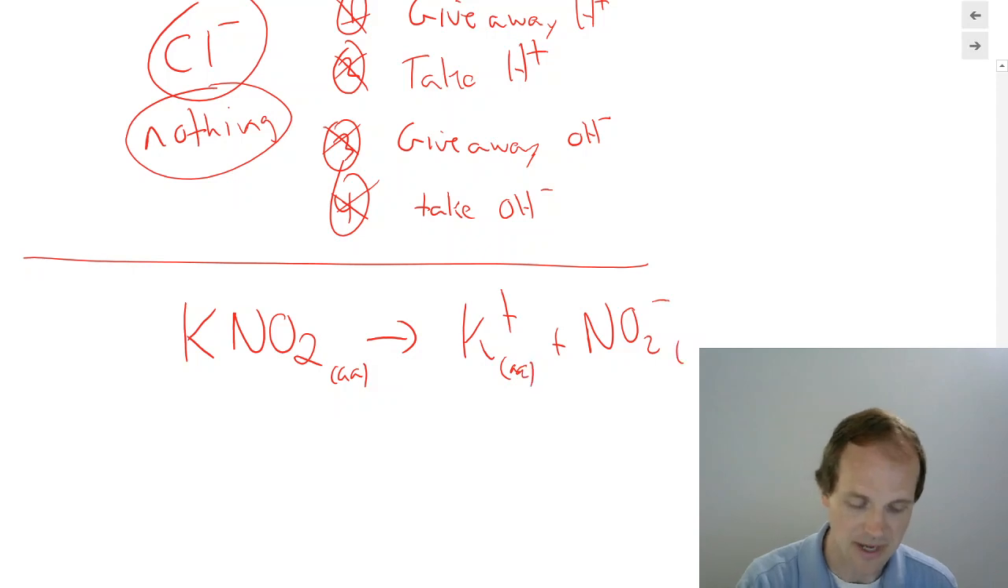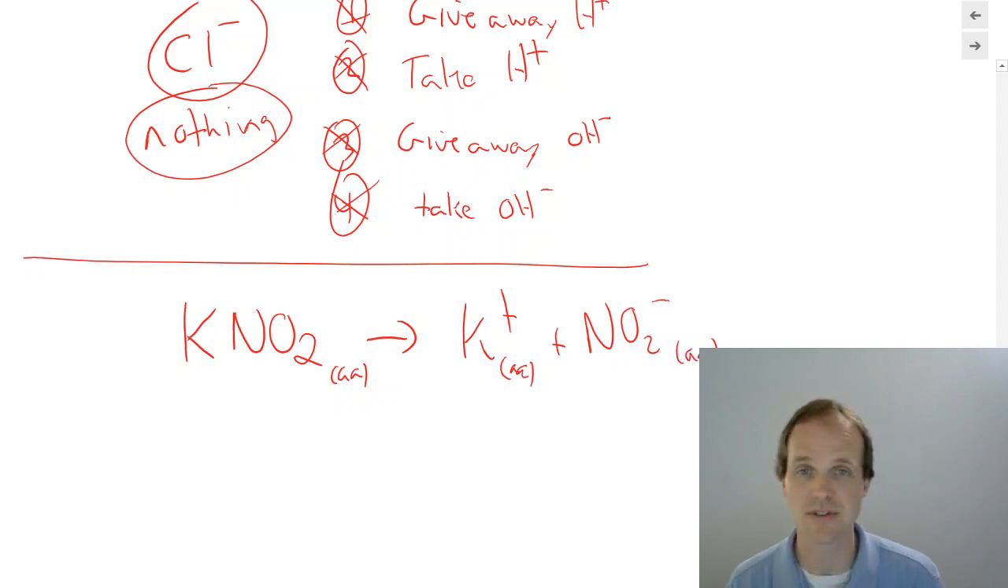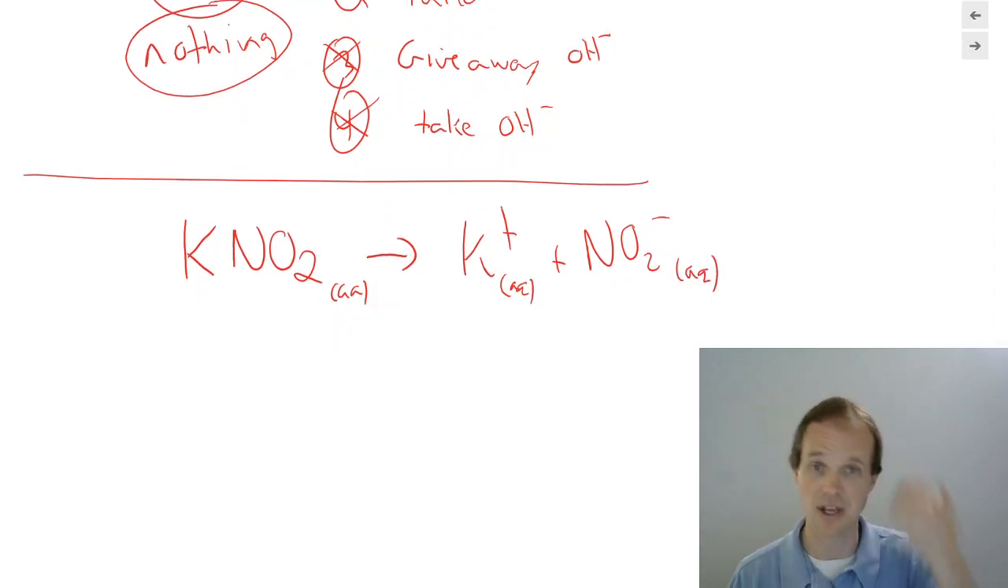So if someone asks you, what does potassium nitrite do in solution? Does it make an acidic or basic solution? You don't have to answer that question directly. You answer it by saying, well, I know that potassium nitrite is soluble in water and it's going to break apart into these ions.